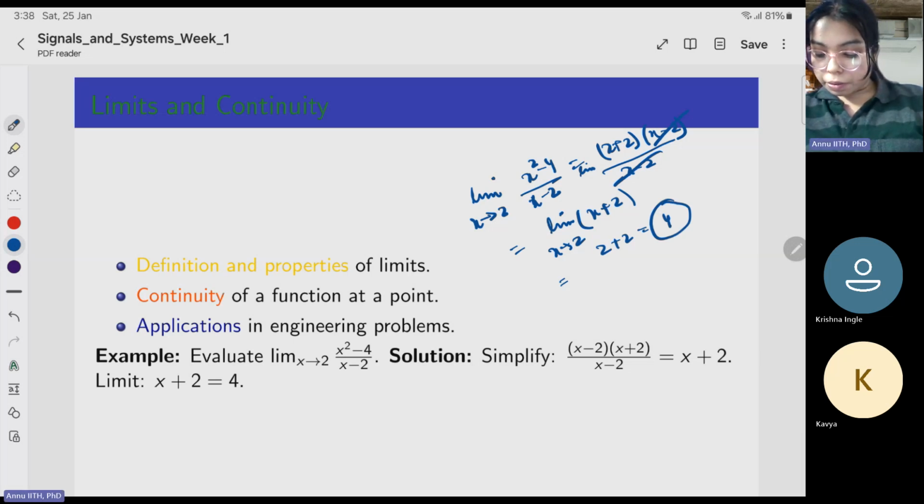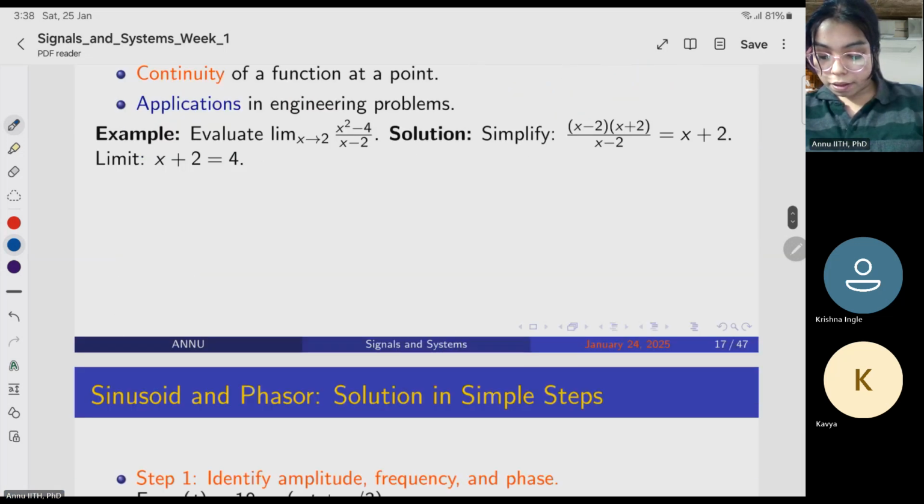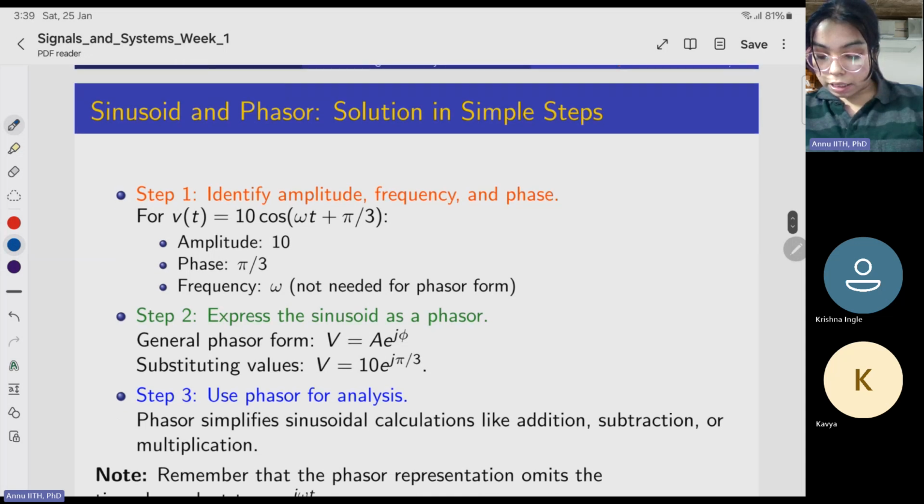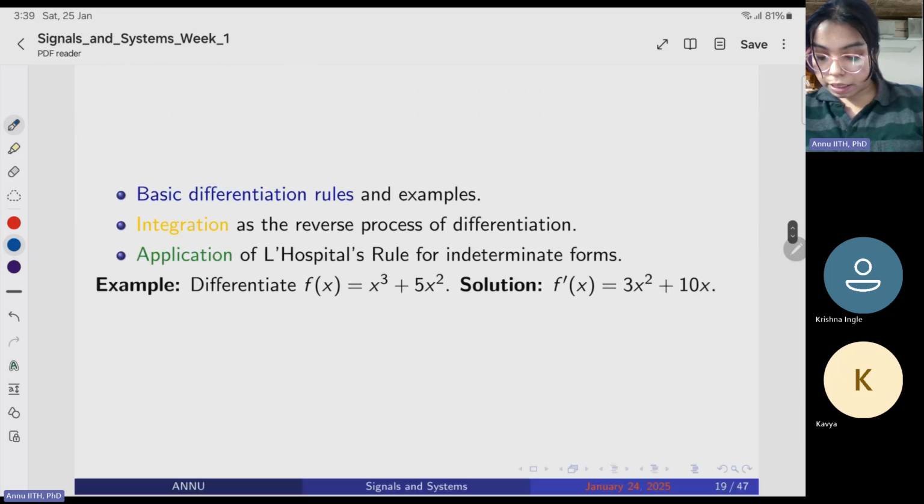You will see the Python code also for the limits. So again, the steps are simple. This is a repeated slide.